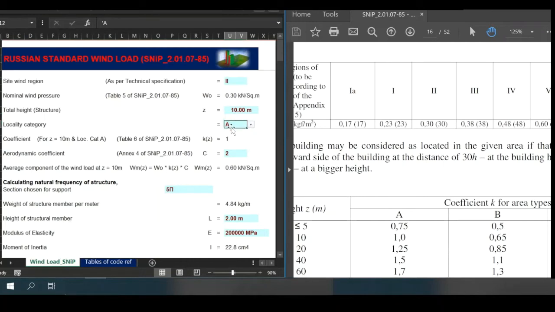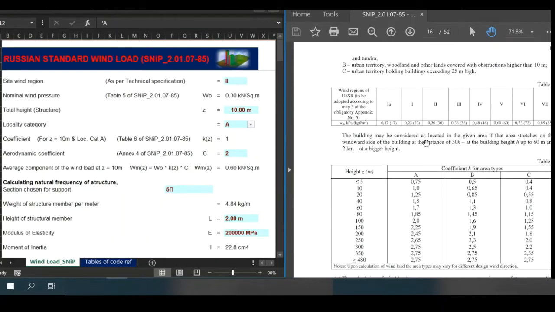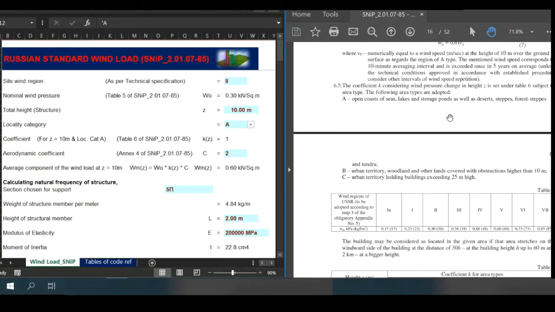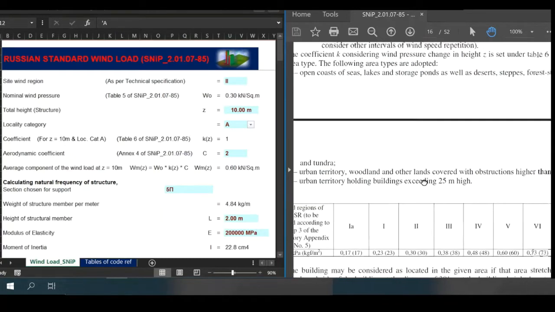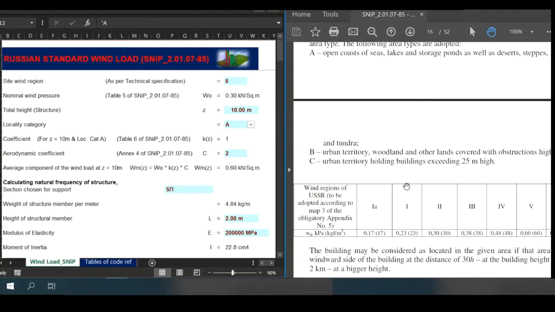Locality category. For this locality category we need to refer to page number 16. Here you can see table 6, A, B, C. These are the locality categories. For the definition of the locality category you can see the PDF on the right hand side. A is the open coast of seas, lakes and storage ponds as well as deserts, steppes, forests and tundra. B is urban category, woodland and other lands covered with obstructions higher than 10 meter. C is urban territory holding buildings exceeding 25 meter high. So based upon your requirement and the location of the structure, you can select these categories.